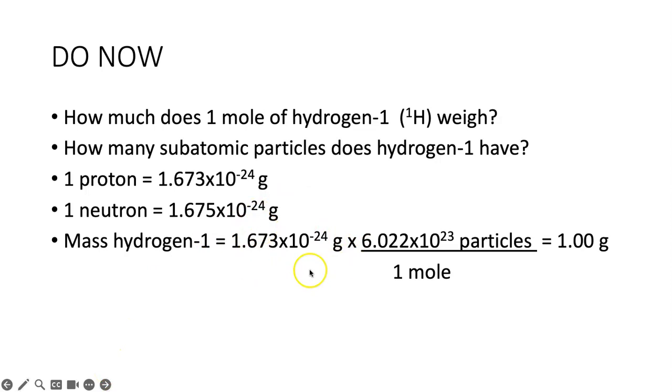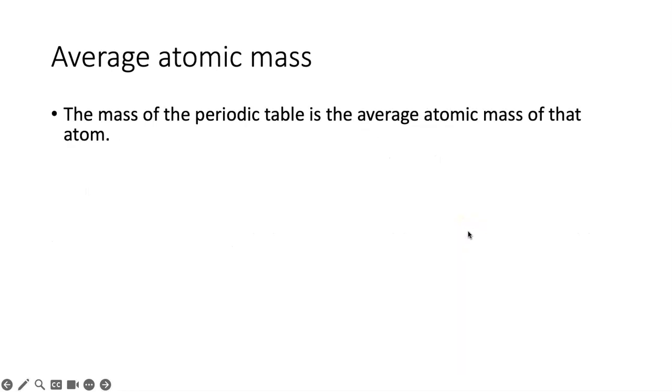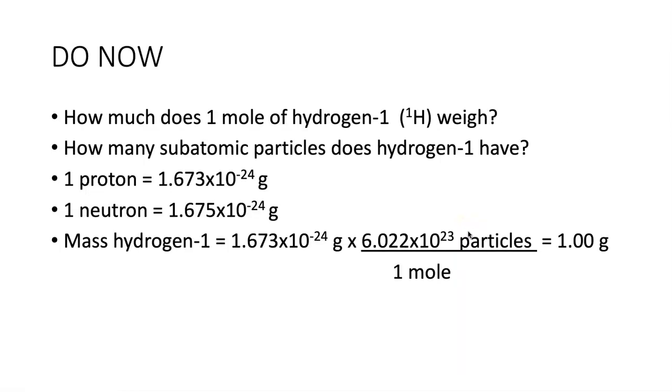We got the mass of 1 proton being 1.673 times 10 to the negative 24th grams. And we're going to multiply that by Avogadro's number, 6.022 times 10 to the 23rd particles. And we're going to get roughly 1 gram. If you multiply that in your calculator, you get roughly 1 gram. Okay? So what we can say is that 1 mole of hydrogen 1 weighs 1 gram.